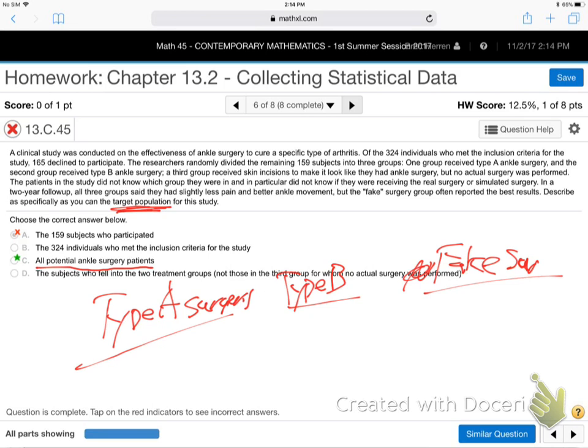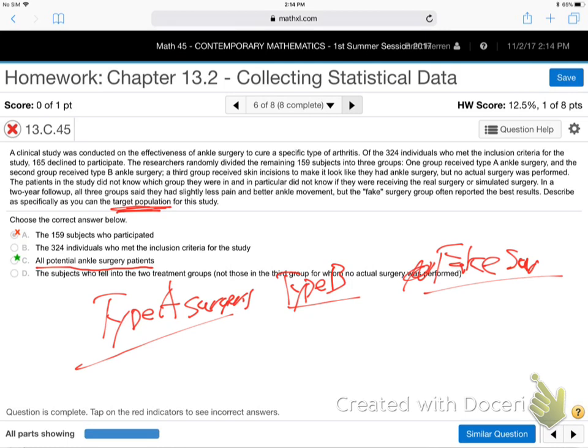They really did this. And the results were: one group received type A arthroscopic knee surgery. Second group received a type of arthroscopic knee surgery called lavage. A third group received skin incision to make it look like they had arthroscopic knee surgery, but no actual surgery was performed. The patients in the study did not know if they were receiving the real surgery or simulated surgery. Keep that in mind.